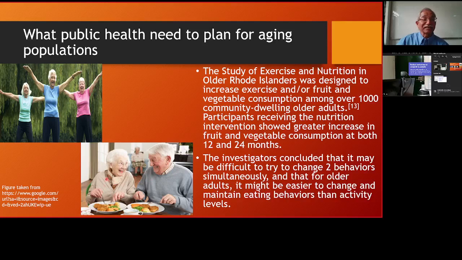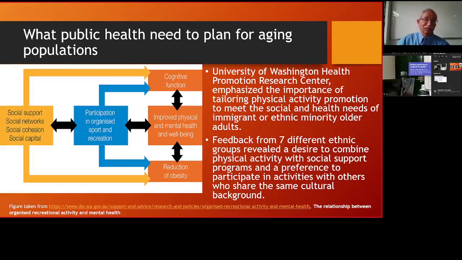So you will find that in the nursing home they sit. In America, it is very interesting that they marry at 85, 90 also in the nursing home. If the wife dies, then they want a companion rather than staying alone and depressed. You marry another time. And this is another thing which is possible. So public health is social support, social network, social cohesion and social capital. So participation in organized sport and recreation, cognitive functions, improved physical and mental health, well-being and reduction of obesity.